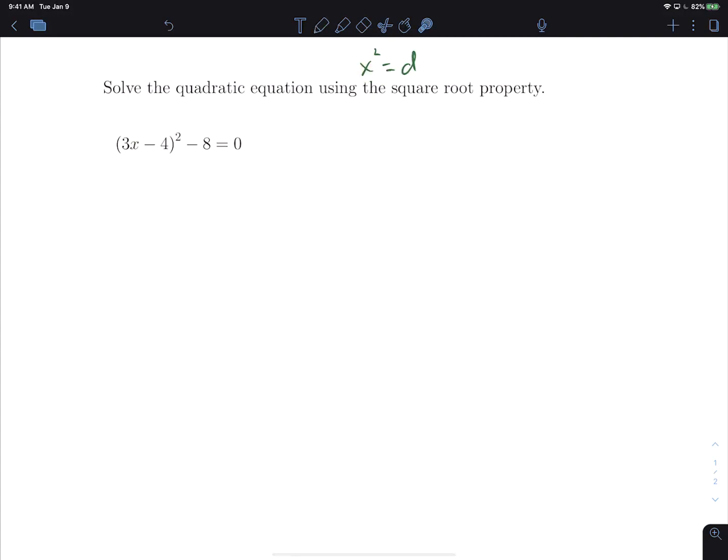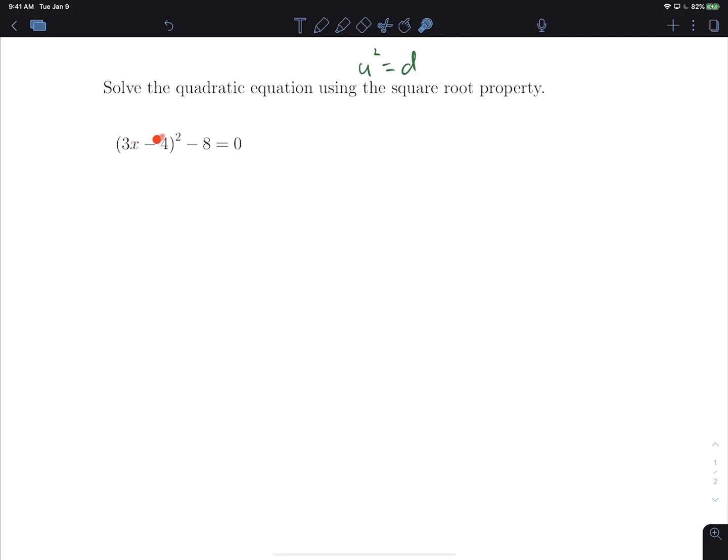Now, instead of having an x there, I'm going to use something else. I'm going to use a u, because it doesn't matter what's here, as long as something squared equals some number, I can use the square root property. And that's what I'm going to want to do here.